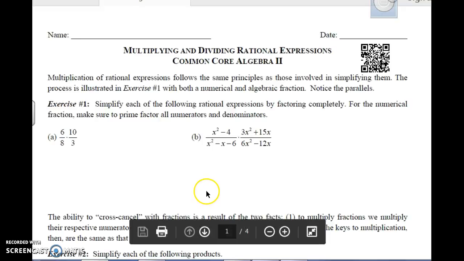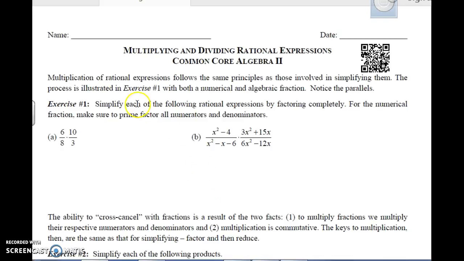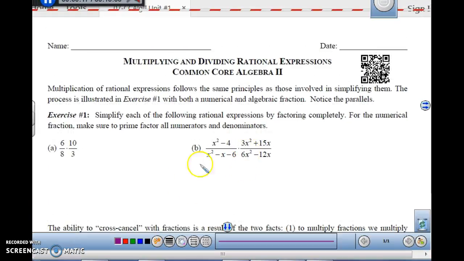This is Algebra 2, Unit 10, Lesson 7 on multiplying and dividing rational expressions. Now, multiplication of rational expressions follows the same principles as those involved in simplifying them. The process is illustrated here with both a numerical and algebraic fraction. Look at the parallels. When we have two fractions and we're going to multiply them, we can simplify them first by factoring out common terms either in the numerator and denominator or diagonally.